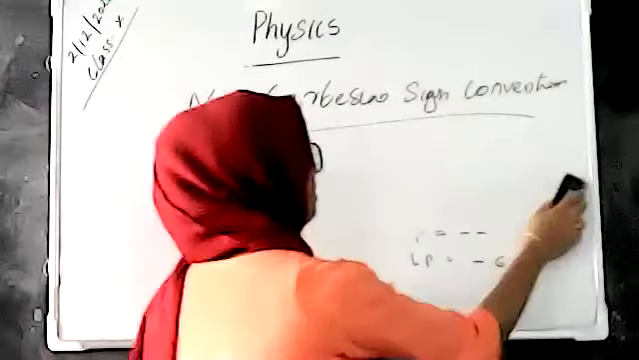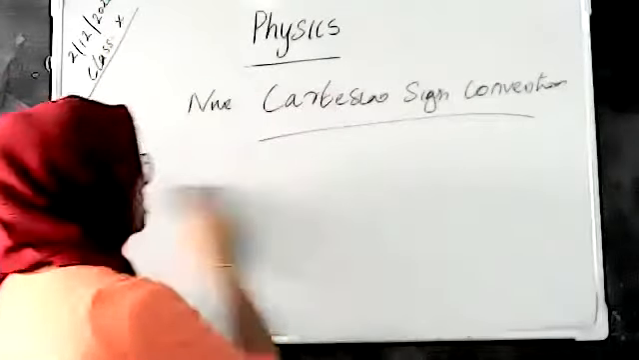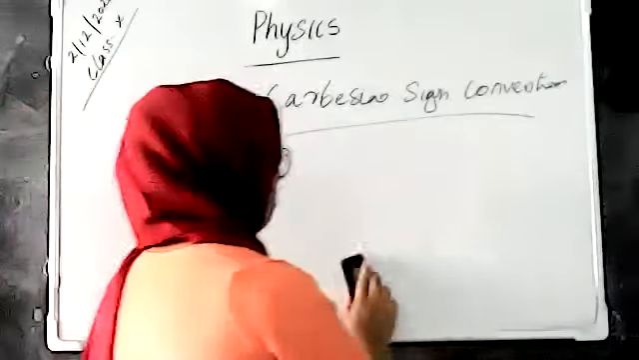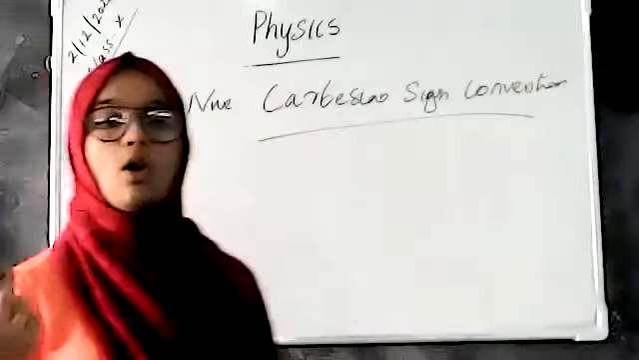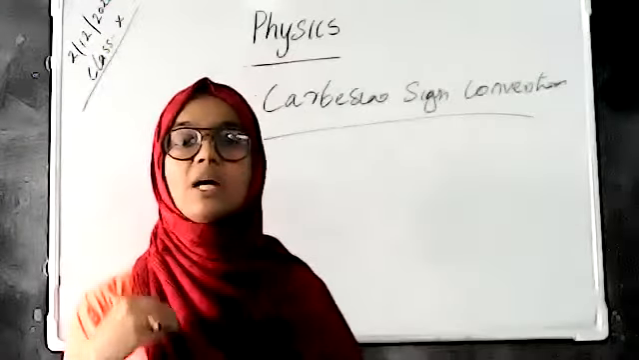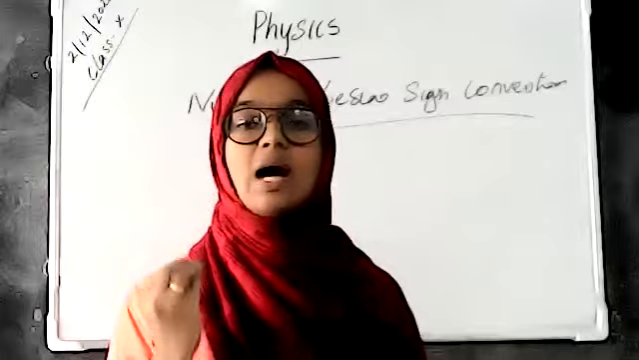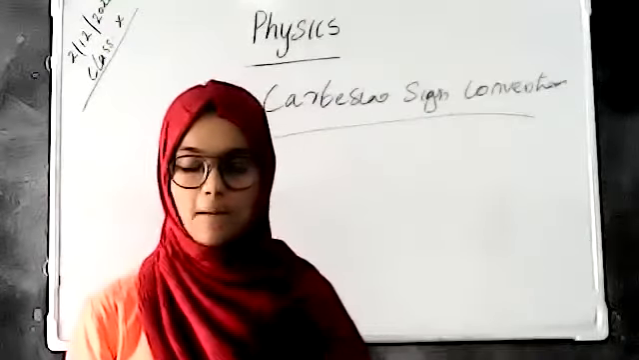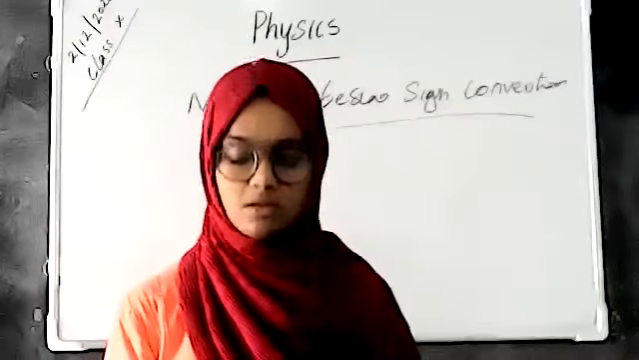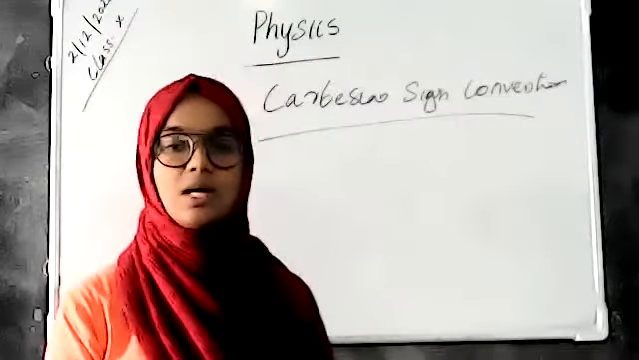And using this, we have to find answers in some problems. In problems, they give the values of the distance of the image from the object and others, but we write the signs with them. Okay? And we find the answers of problems using the New Cartesian sign convention.